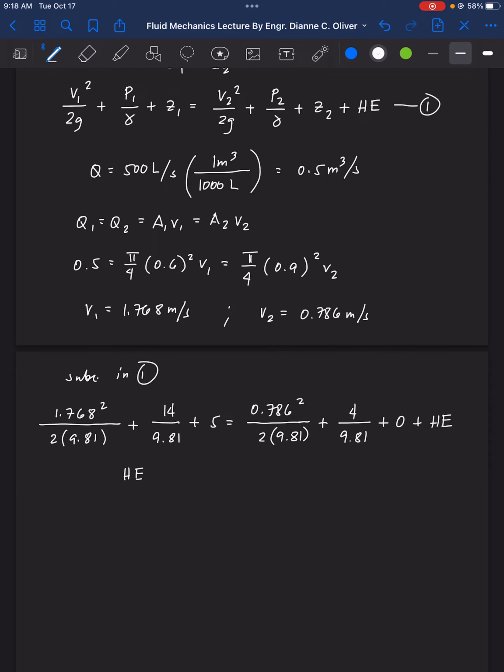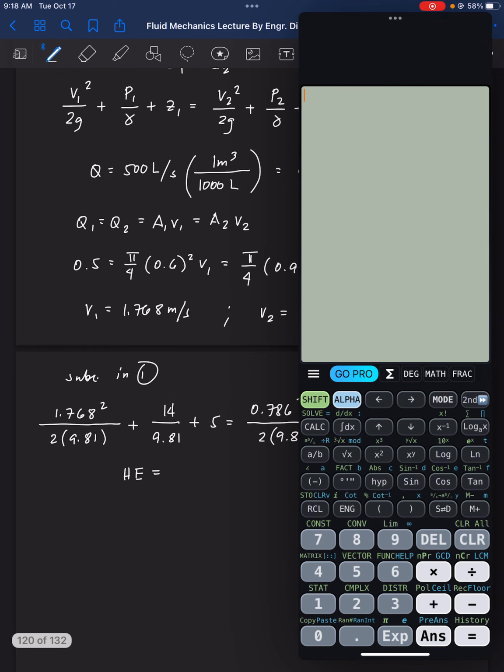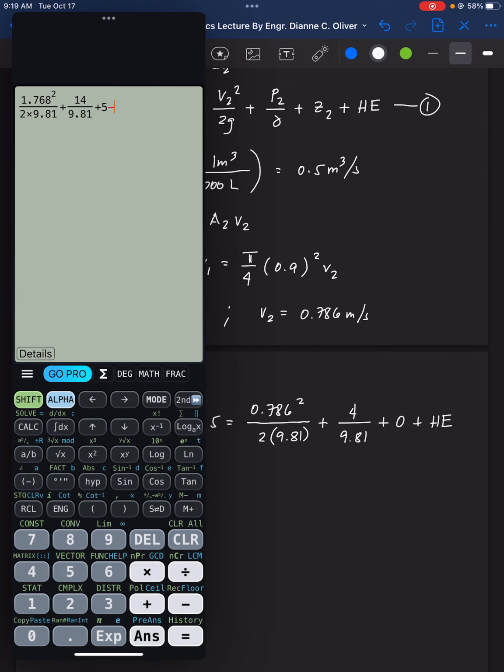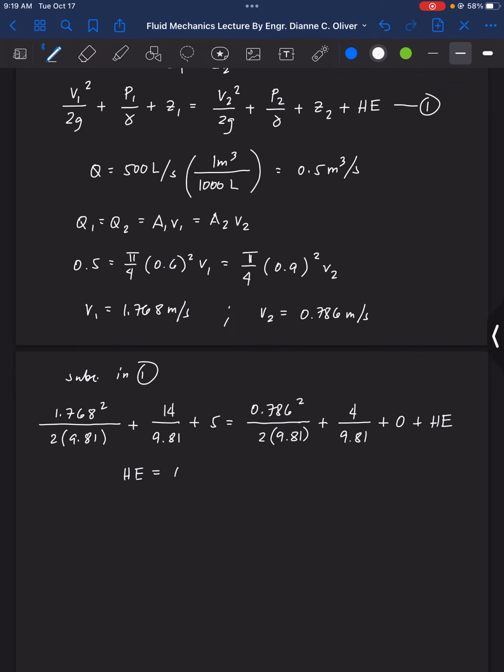Therefore, we can now have the energy extracted as 1.768 squared over 2 times 9.81, plus 14 over 9.81, plus 5, minus 0.786 squared over 2 times 9.81, minus 4 over 9.81, that is equal to 6.147. So energy extracted is 6.147 meters.